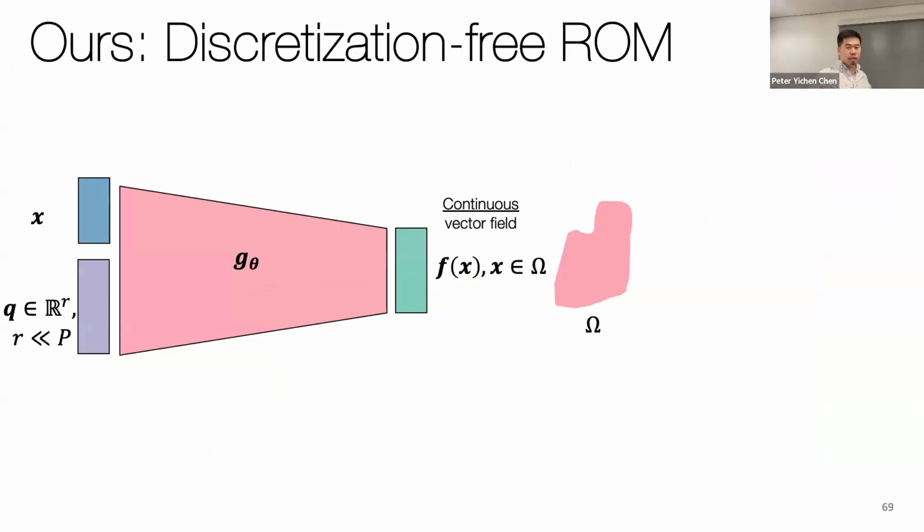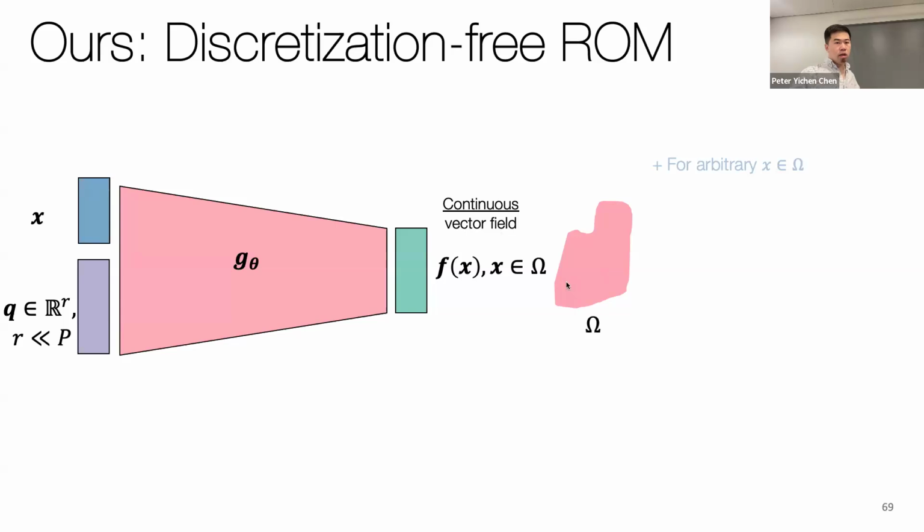So we propose to solve this by tweaking the input and output of this low dimensional manifold. We still have this low dimensional latent space here, but our function G takes an additional input x, where x is any point in your spatial domain, and the output is no longer a discretized vector field, but rather the continuous vector field evaluated at that particular location.